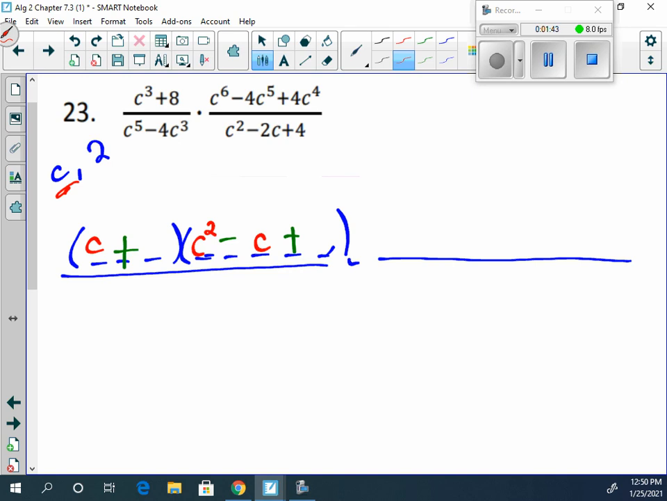Questions on this so far? Some of this is coming back from last chapter, or the last section we covered. Now what goes in the other spot would be 2. So here we would have 2. We wouldn't put anything with the C squared. In the middle we would have 2c. And the last one we would have 2 squared. And this is following that sum of perfect cubes pattern.